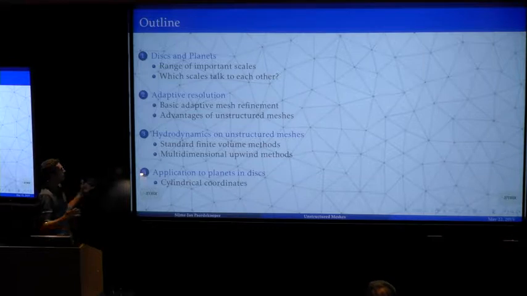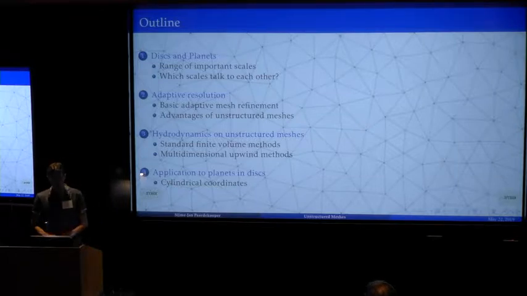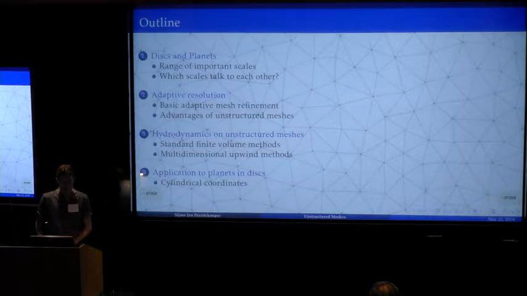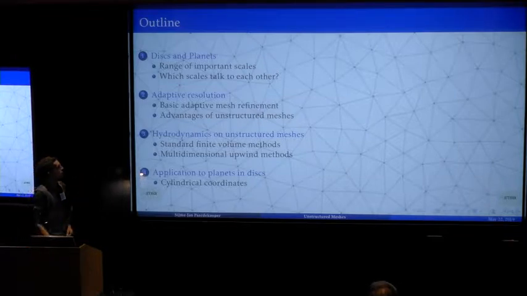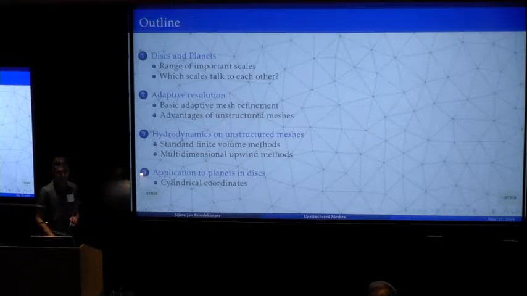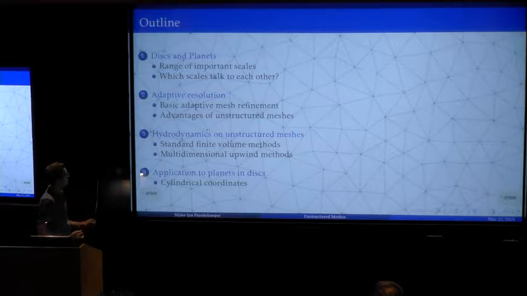So we need resolution that varies across the domain. There are various techniques for doing that, but some of them don't work very well for our purposes. We're interested in planets and disks. Hence my interest over the past couple of years in unstructured meshes, and I'll explain why. Once we've established that unstructured meshes are useful tools, we need to do some hydrodynamics on them. There are various choices you can make there as well, and I'll motivate some of them. And finally, come back to the problem at hand. So how can we apply this to planets and disks?